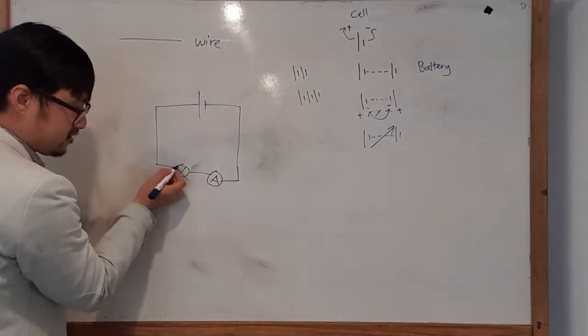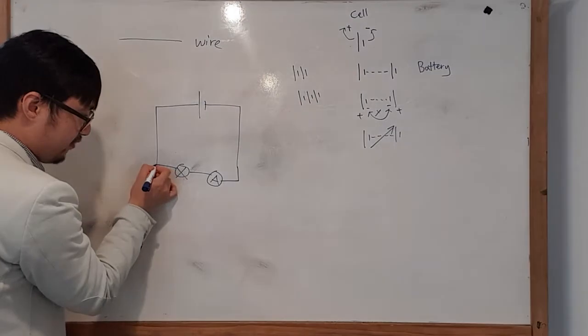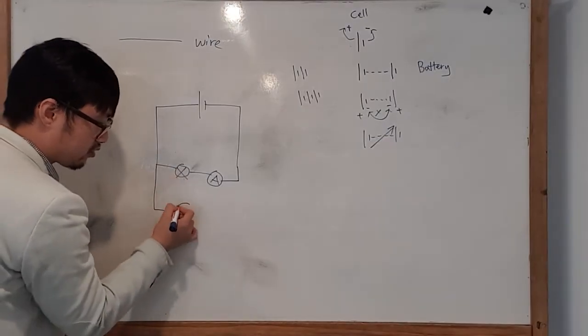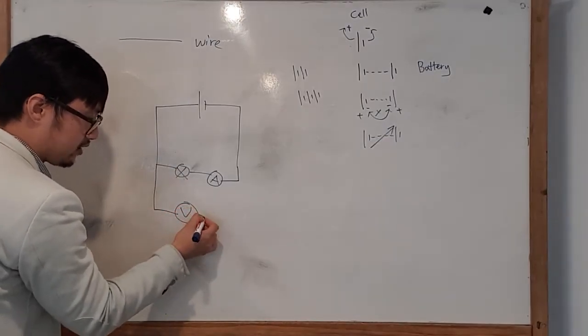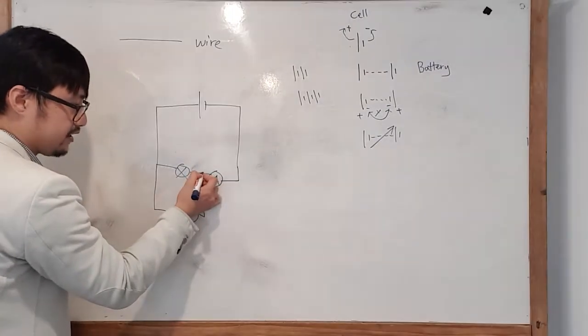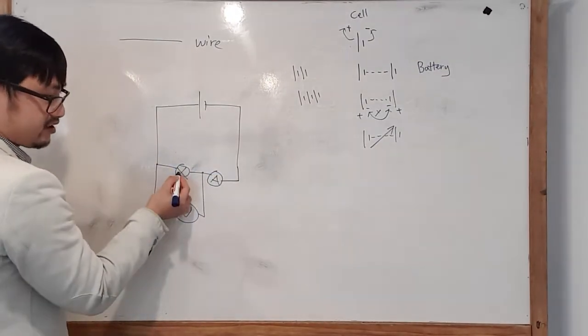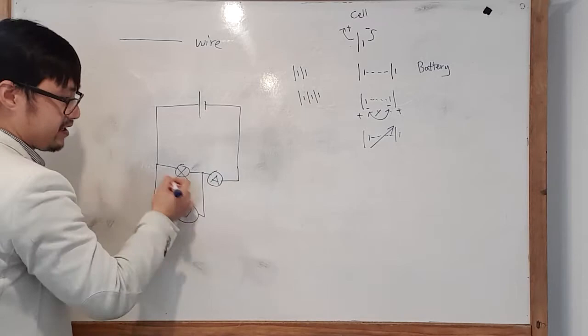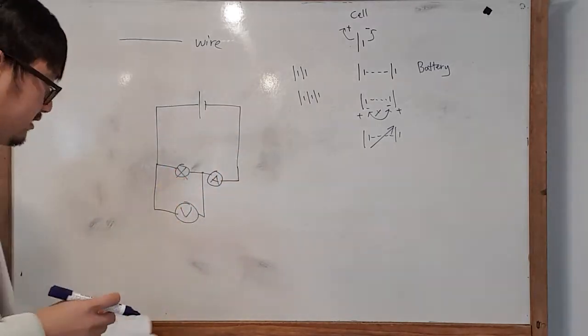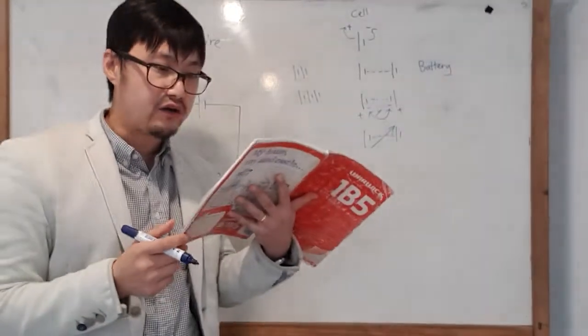But if you want to measure the voltage of this component, the voltmeter has to go across it like that. So this one measures the voltage, and that one measures the current going through there. All right, so how do we use a multimeter?